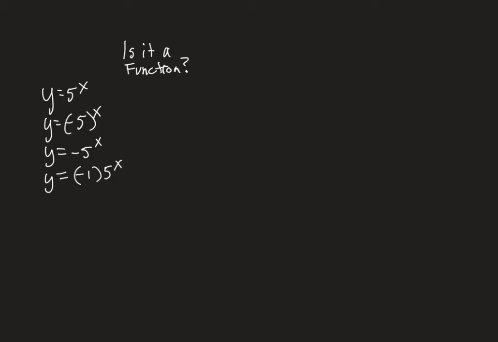Here are mine. Yes, 5 to the x is a function. (-5) to the x, no, it is not a function. It has a negative base. We cannot have that. y equals -5 to the x, yes, that is a function, because we are only raising the 5 to the x power. I didn't say anything about a sign outside of the base. The base itself cannot be negative. And finally, -1 times 5 to the x. Well, that's what this is. So yes, that is a function.